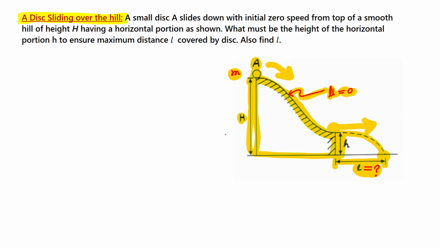So let us read this problem. It says a small disc A slides down with initial 0 speed from the top of a smooth hill of height H having a horizontal portion as shown in this figure. What must be the height h of the horizontal portion to ensure the maximum distance L covered by the disc? Also find L.